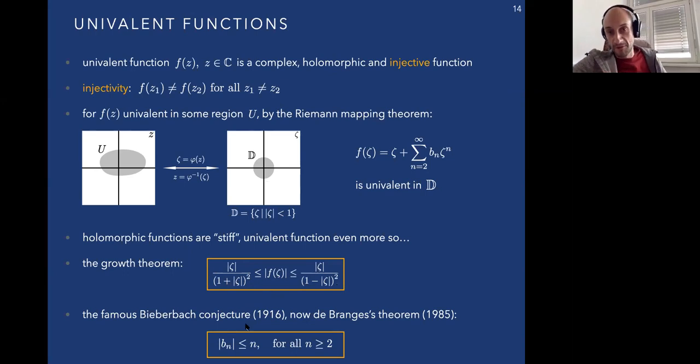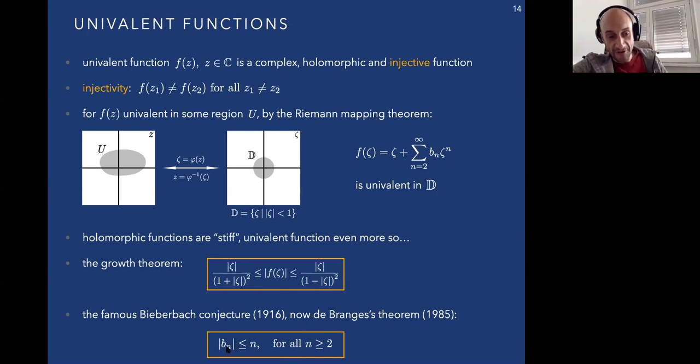Now, there's an even more fascinating statement, which is called the Bieberbach conjecture. It was a conjecture from 1916, and it was finally proven by a French-American mathematician, de Branges, in 1985. It turns out that for such functions that only have this specific property, you can show an inequality on every single coefficient of this series.